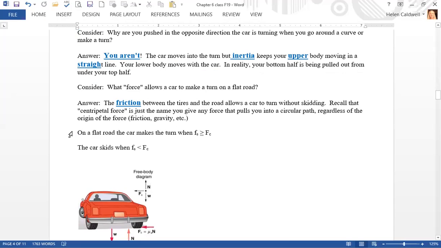So we know on a flat road, a car will make a turn when the static frictional force between the tires and the road is greater than or equal to the centripetal force calculated for how fast you want to go and how big the circular path is. If you don't have enough static friction, your car is going to skid.